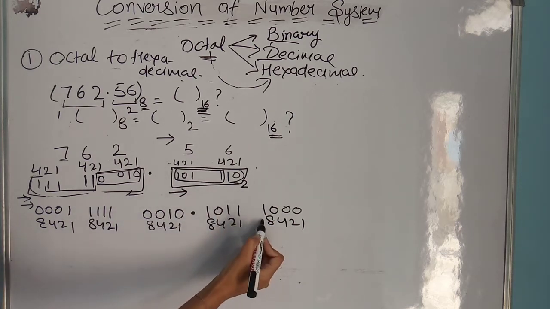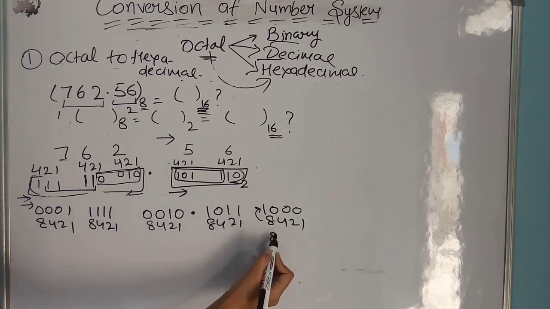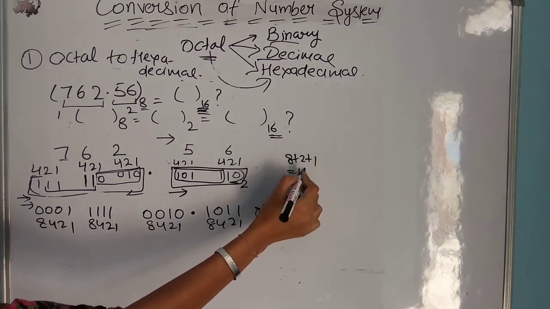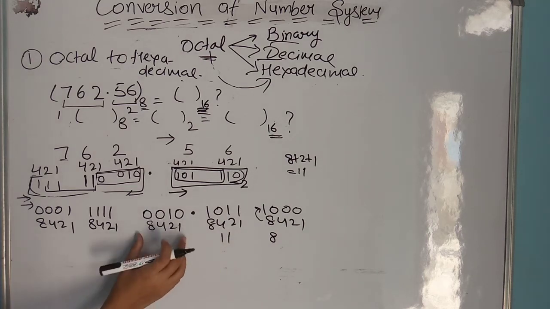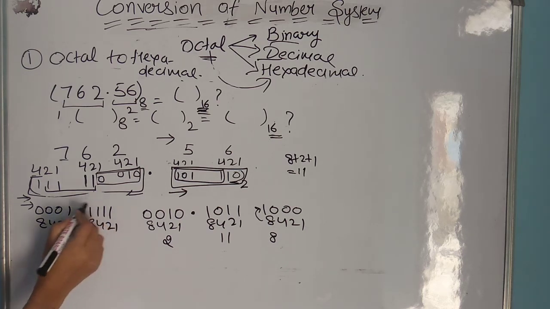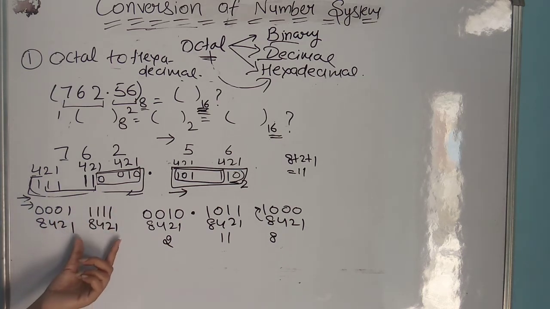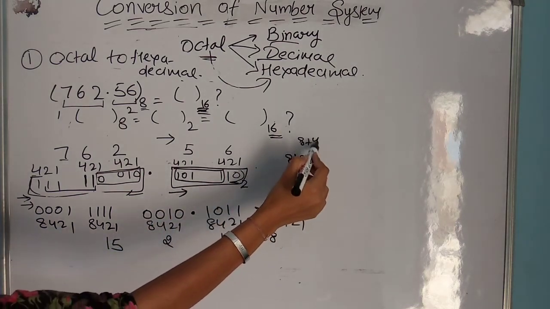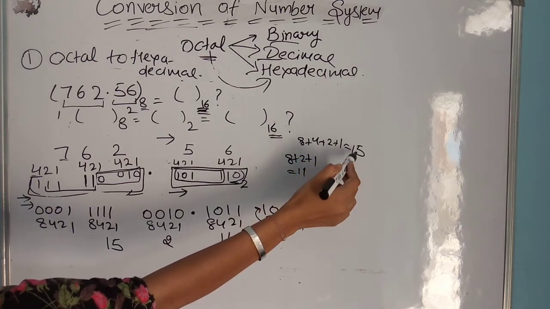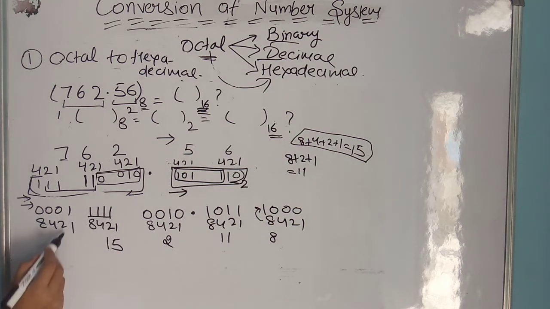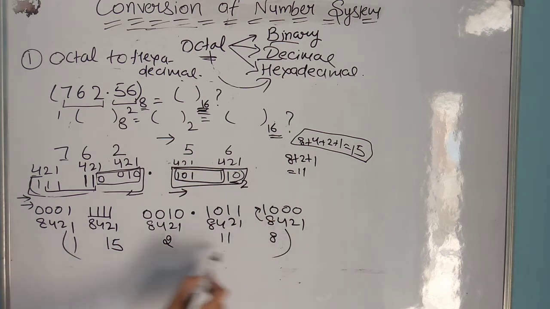Now check the on bits for all the groups. For this group, the only on bit is 8. For this group, the on bits are at the positions of 8 plus 2 plus 1, so it becomes 11. For this group, only the position of 2 is on. For this group, all the bits are on, so it means 15, because 8 plus 4 plus 2 plus 1 is 15. For this group, the only on bit is at the position of 1, so it means 1. And now this is a number, and we insert the point here.